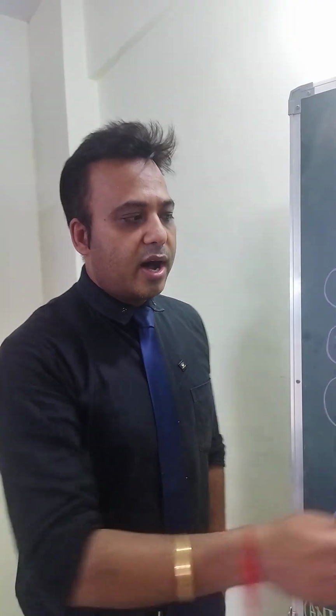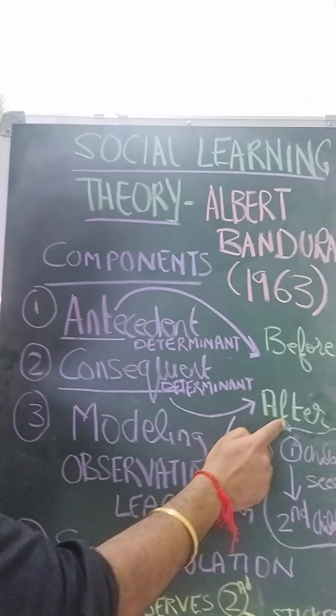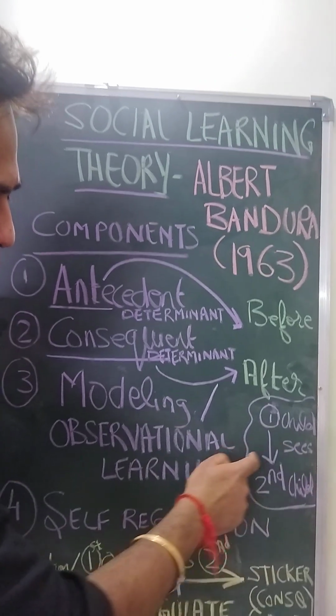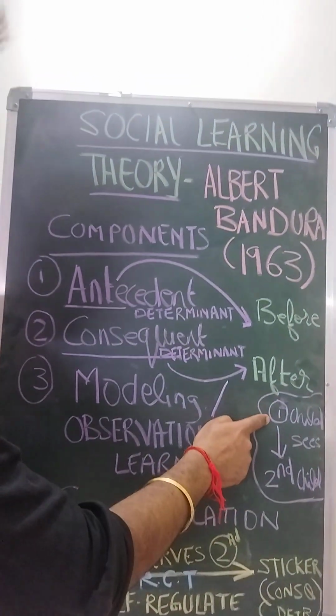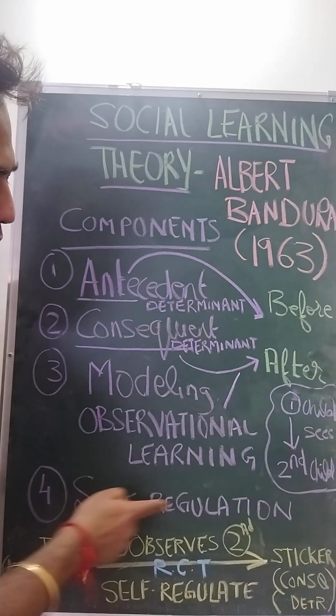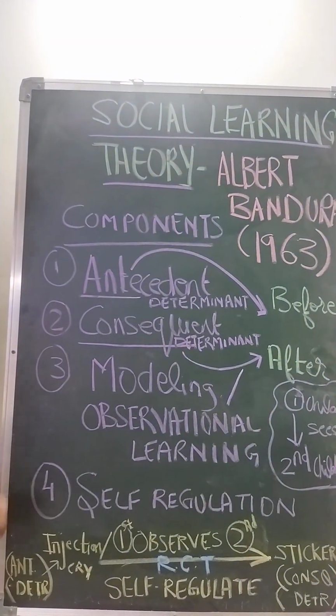So what we do is we ask the first child to observe the second child undergoing the treatment. So this second child acts as a model for the first child. Okay. Now then after this comes the self-regulation. We'll come to discuss this with an example now.